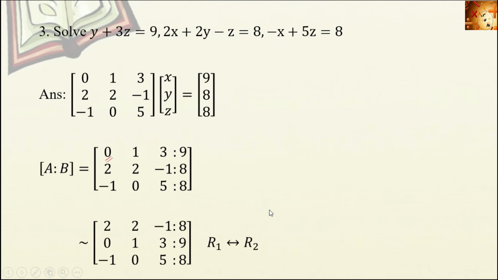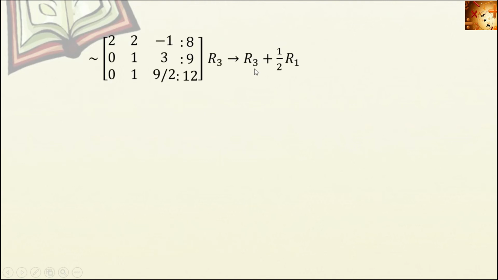So first row interchange to second row, that is 2 2 minus 1 8, 0 1 3 9, minus 1 0 5 8. Then we want to make this minus 1 as 0. For that, the transformation is R3 changes to R3 plus 1 by 2 R1. So the elements will be, third row changes to 0 1 9 by 2 12.